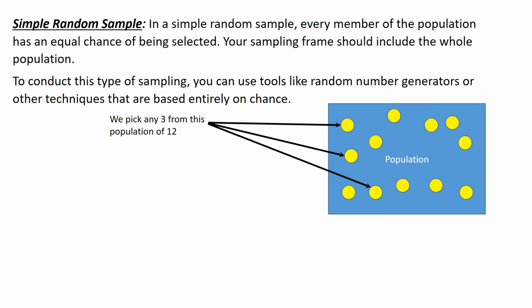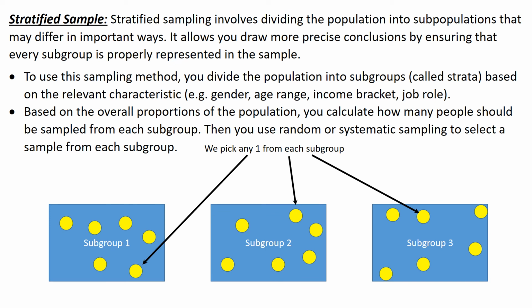Simple random sample. We've got a population here. We just randomly pick any people or any individuals within that. I just randomly pick 3 out of 12 within the population. Stratified sample. We may have separate groups. We pick one from each group in this case, for example. We have subgroup 1, subgroup 2, subgroup 3. We want to do some kind of political poll. Well, we're going to pick 10 people from Georgia, 10 people from Alabama randomly, and 10 people from Tennessee. Each subgroup is a state in this instance.